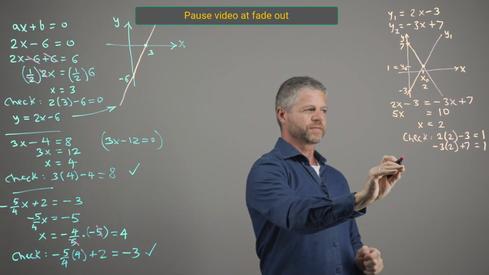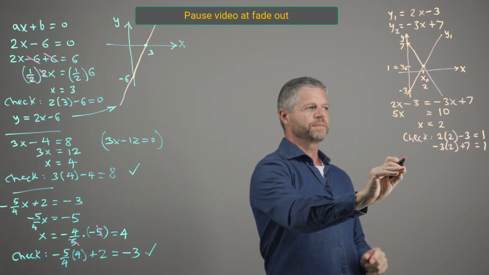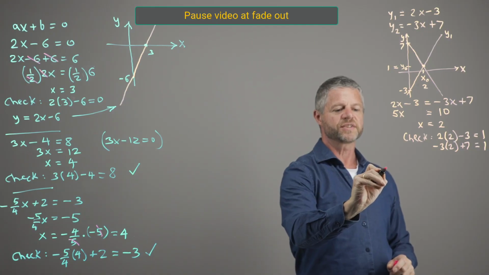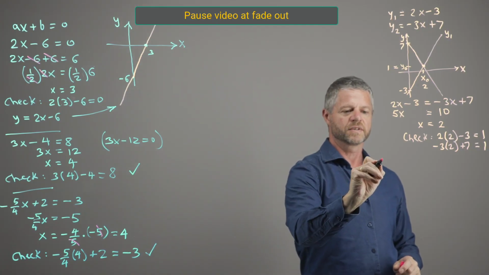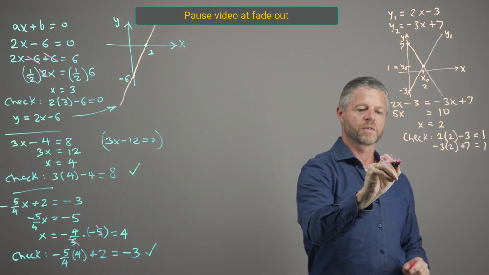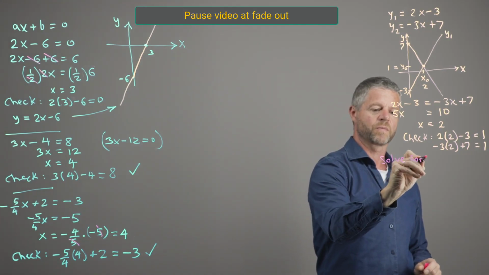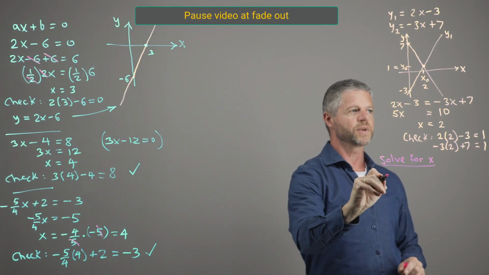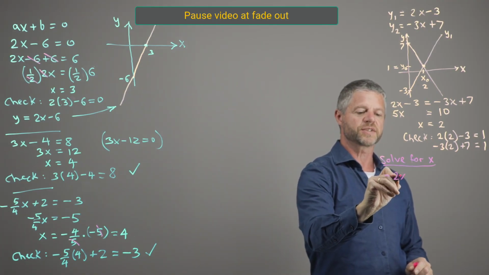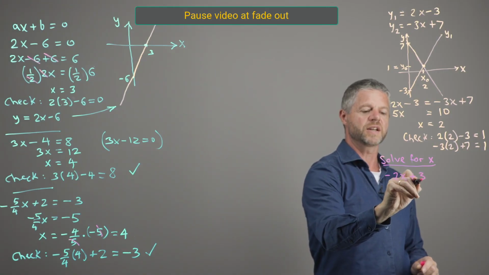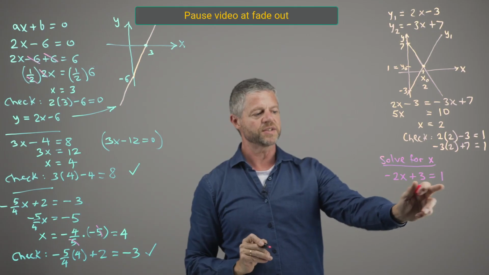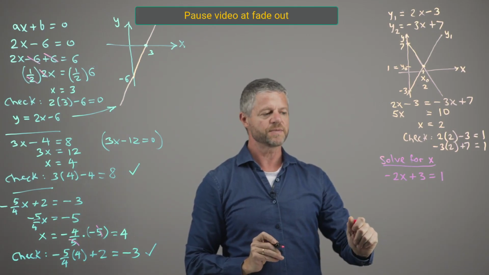So let's solve this equation for x. Solve for x, and we're going to have minus 2x plus 3 equals 1. So find the value of x that makes both sides of this equation equal to each other.